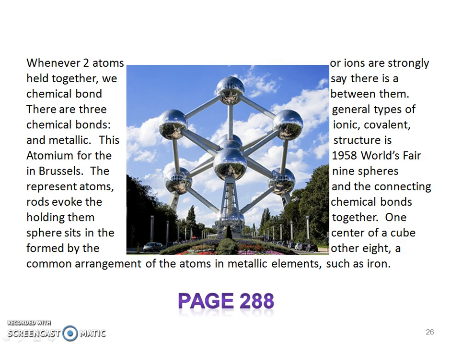Whenever two atoms or ions are strongly held together, we say there is a chemical bond between them. There are three general types of chemical bonds: ionic, covalent, and metallic.